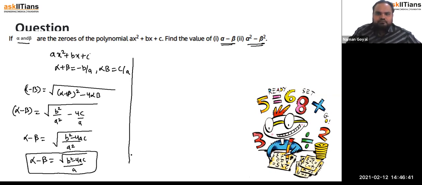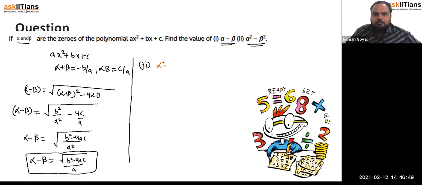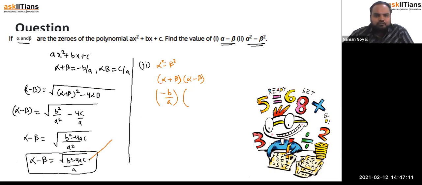Now for the second part, it is asking for what? Alpha square minus beta square. So this can be written as a square minus b square, which is a plus b into a minus b. See, we know the value of alpha plus beta, which is minus b by a. So minus b by a into alpha minus beta is what? Where is alpha minus beta? This value is alpha minus beta, so we can use it directly. Okay, so under the root of b square minus 4ac upon a.